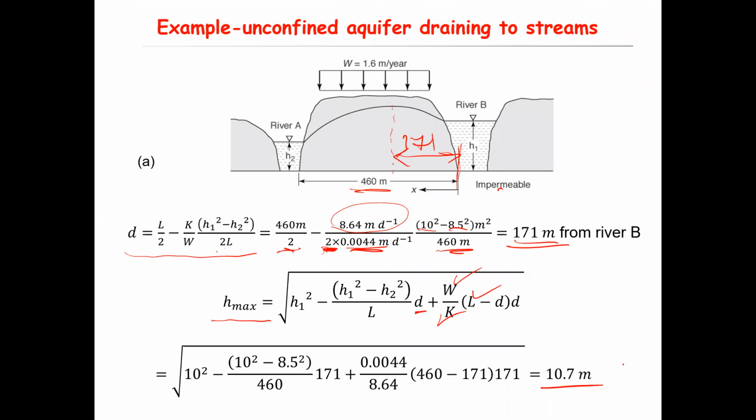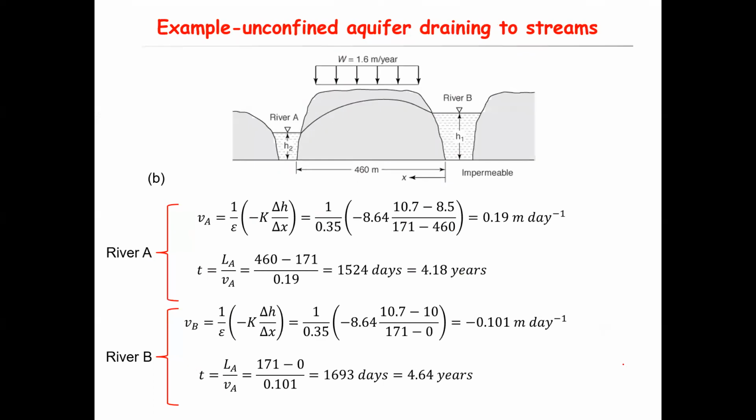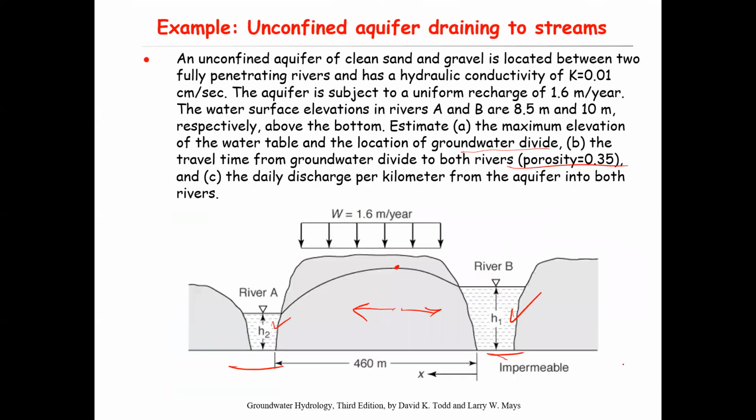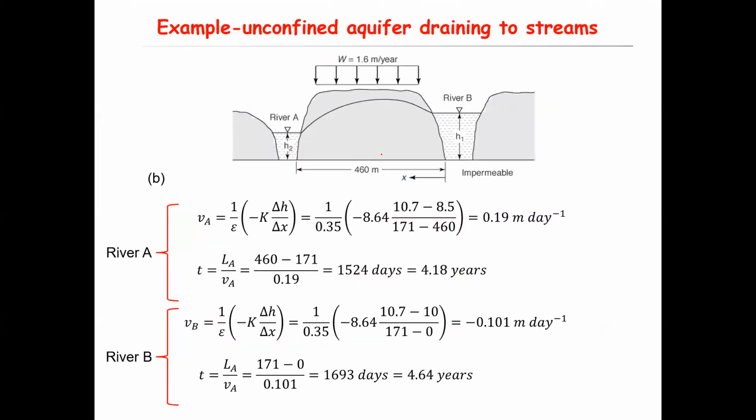So the second part of this question was the travel time from groundwater divide to both rivers. Let's first calculate the time to river A. First we need to calculate the pore water velocity like the previous example, because travel time is about pore water velocity. Then, knowing the distance, you can calculate the time. So this is the Darcy velocity, right? And I divide it by the porosity to get the pore water velocity. So the pore water velocity will be equal to 1 divided by the porosity that is given in the question times minus K, and K is equal to 8.64.